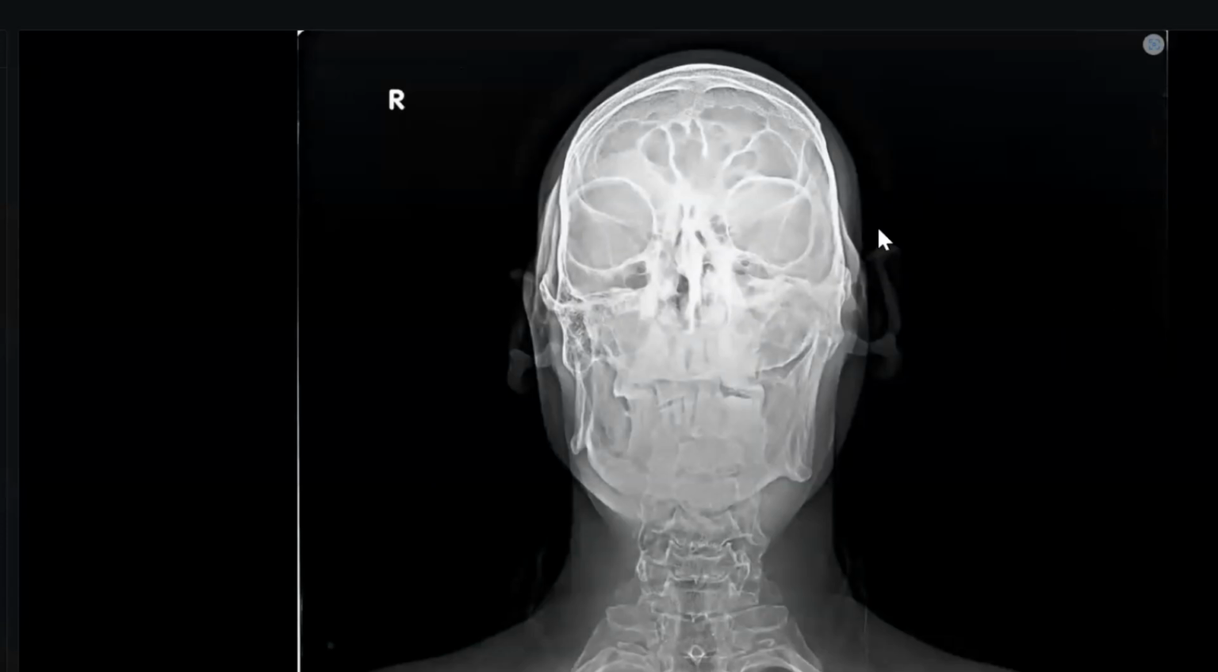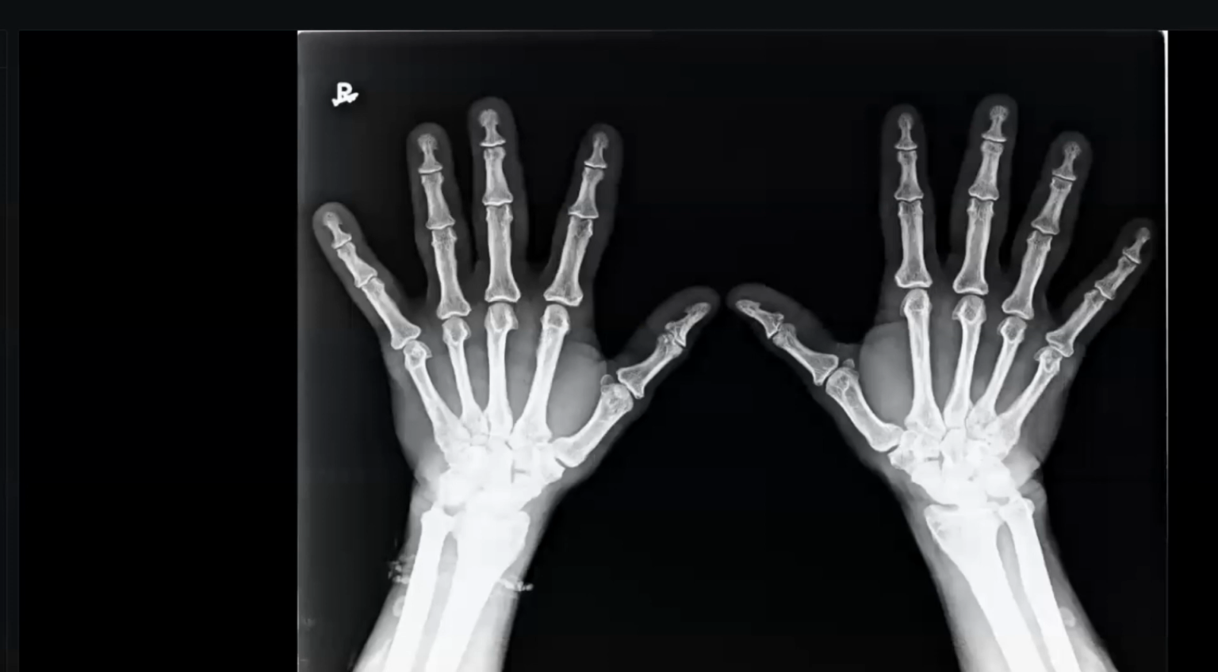Assalamu alaikum, sir. Alaikum assalam. So this is a frontal projection of both hands. Sir, can I please know the history? No history, this is a serial skeletal survey. You will tell us the history.